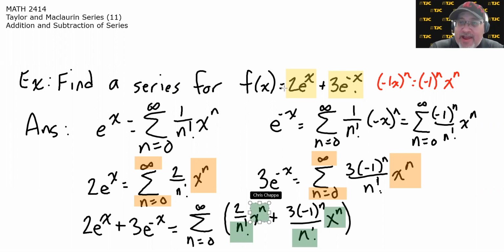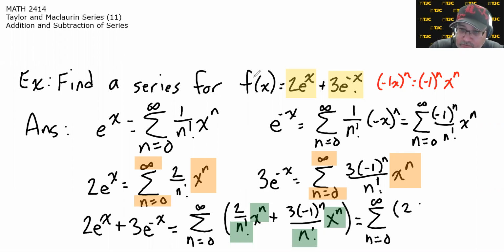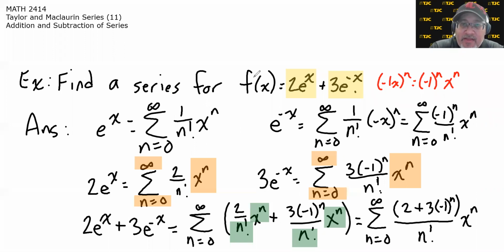So if we factor that out, then we can write our best answer as the sum n equals 0 to infinity of (2 plus 3 times negative 1 to the n power) all over n factorial times x to the n. And that would be a perfectly good answer. Put a box around that.